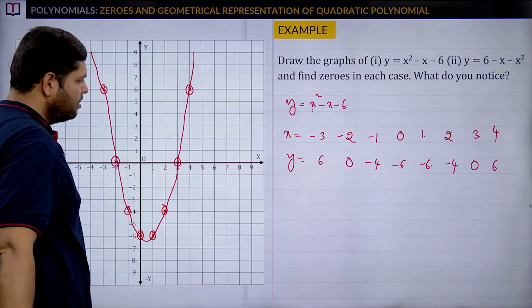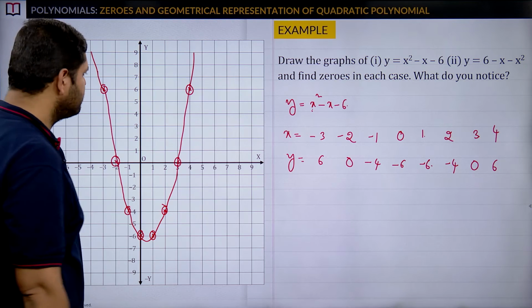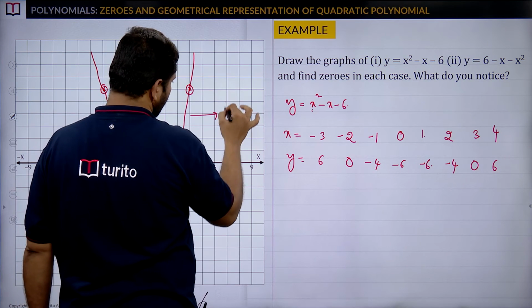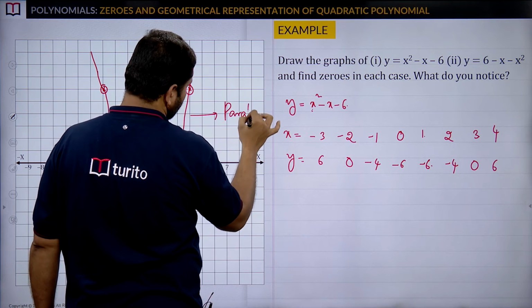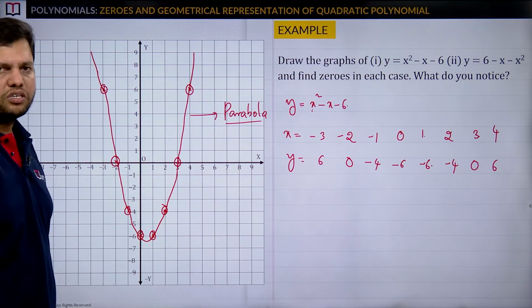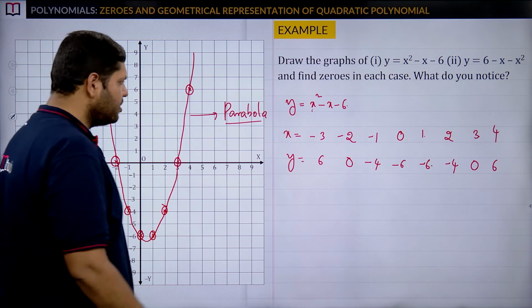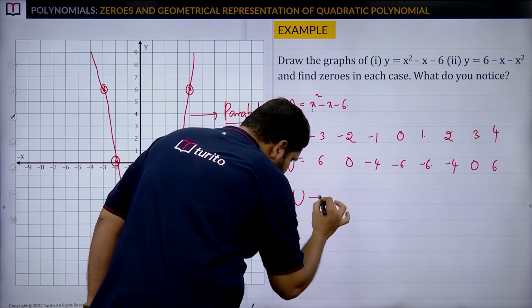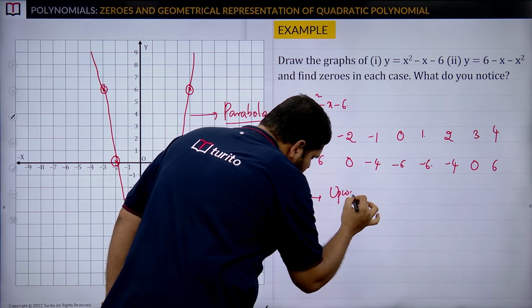Clear, children? So can I say this shape is a parabola? Yes or no? This shape is a parabola. Can you tell me, children, is it the upward direction or downward direction? It is upward direction, isn't it? So this shape is what? Upward direction.